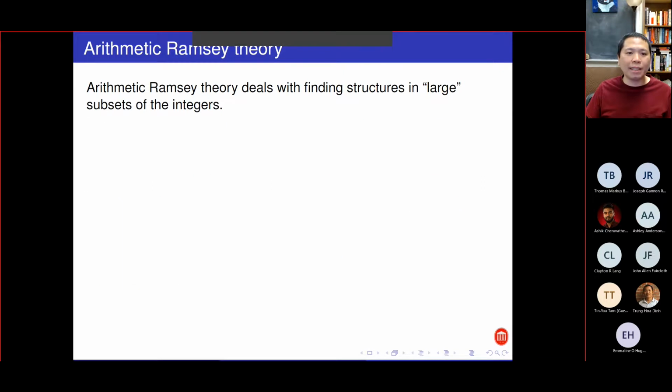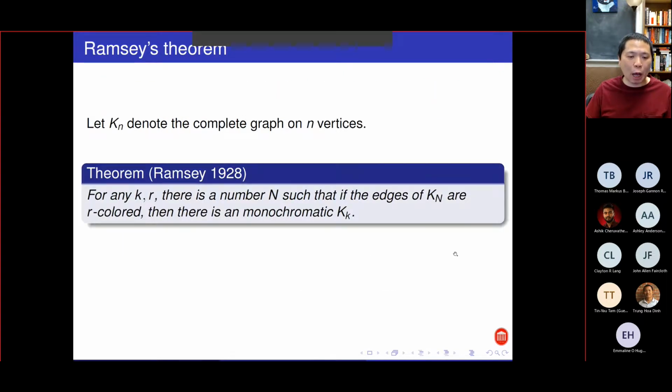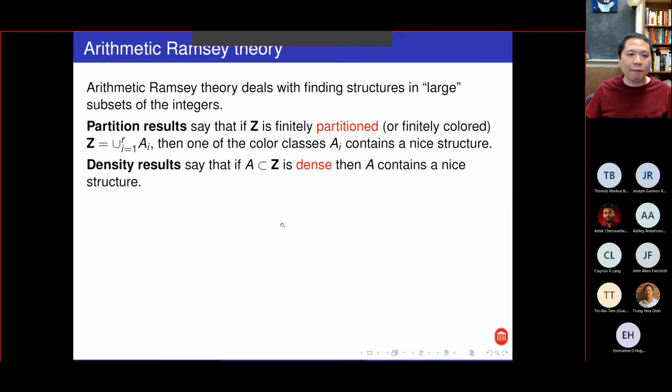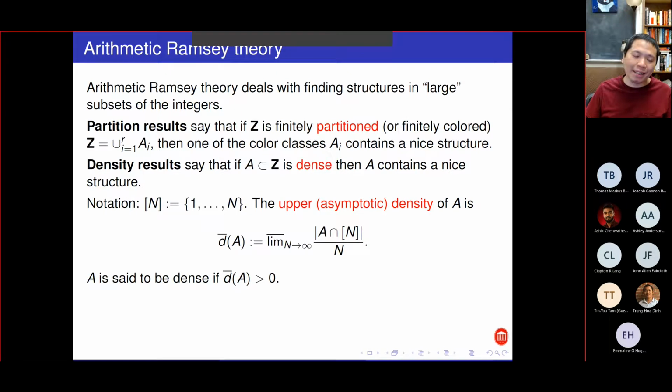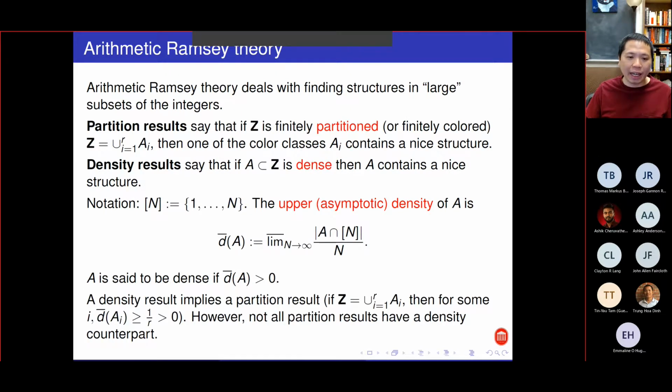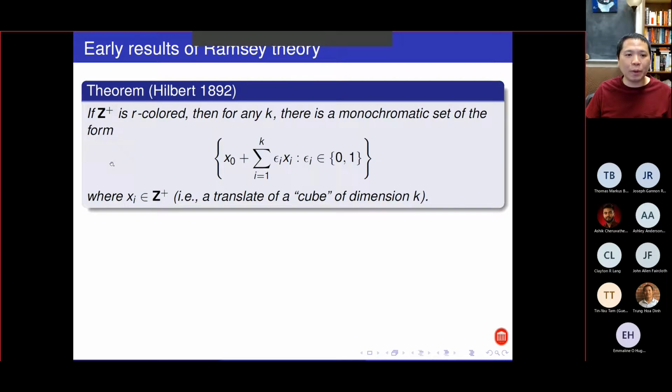So Ramsey's theorem appeared in 1928, but let's now look at some early results in Ramsey theory. The first result is actually due to Hilbert in the 19th century. It says the following. If you color the integers with r colors, then for any k, you can find a monochromatic set of the following form.